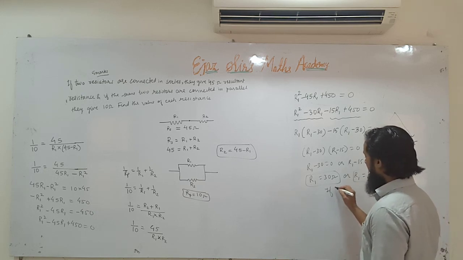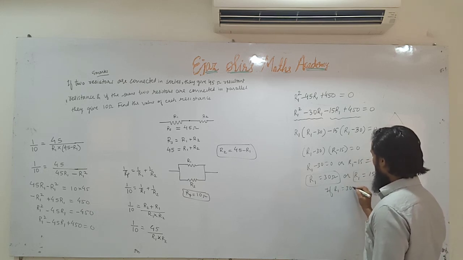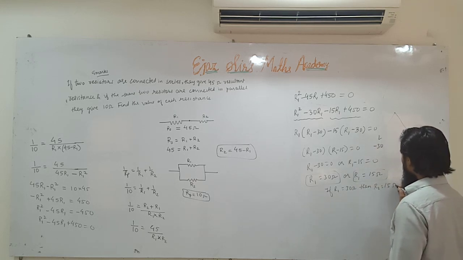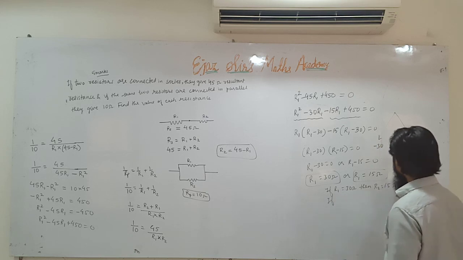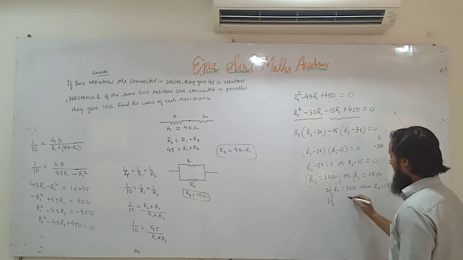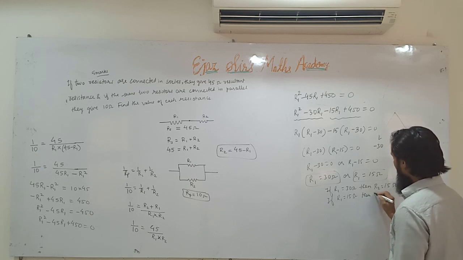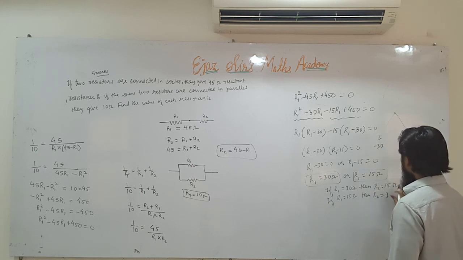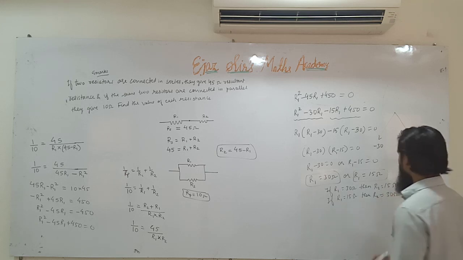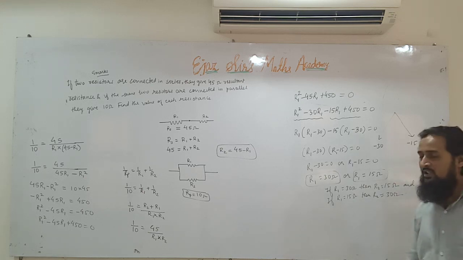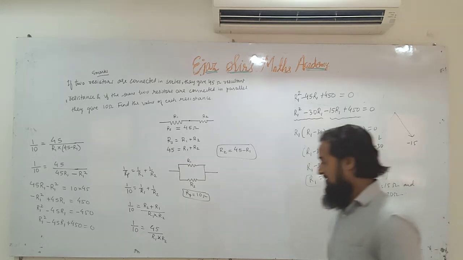So if R1 is equal to 30 ohm, then R2 will be 15 ohm. And if R1 is 15 ohm, then R2 will be 30 ohms. One will be 30 ohms and the other will be 15 ohms. This is sure. So such a question may be asked for 5 marks.